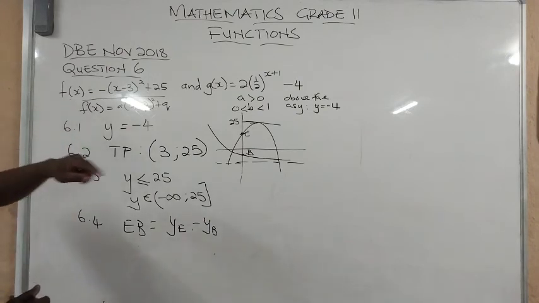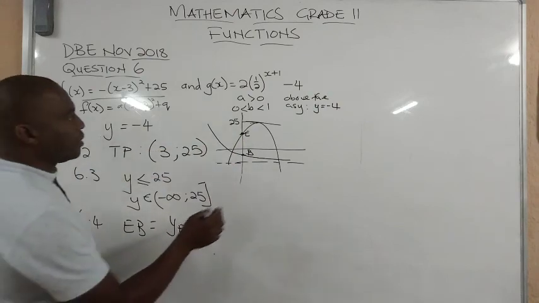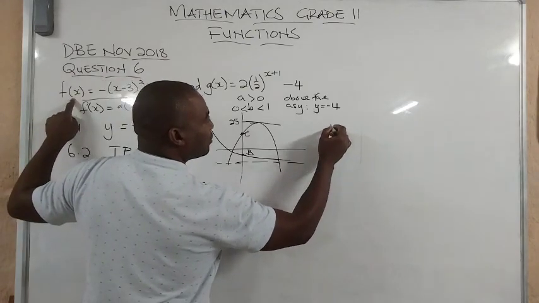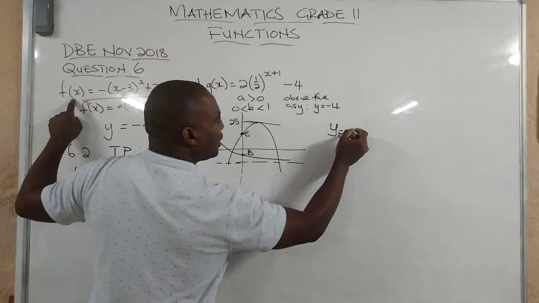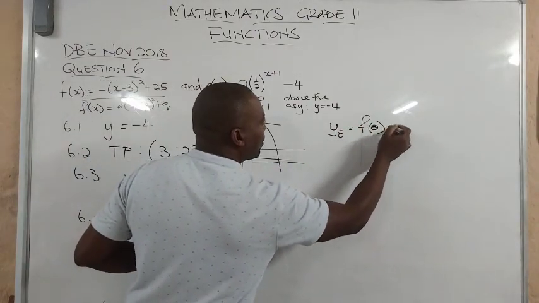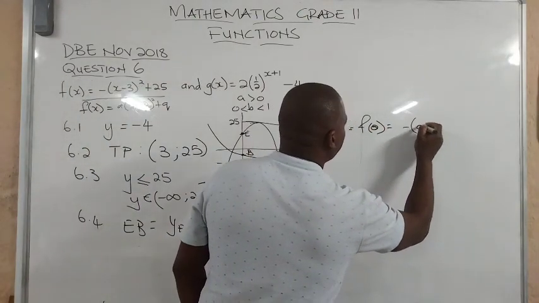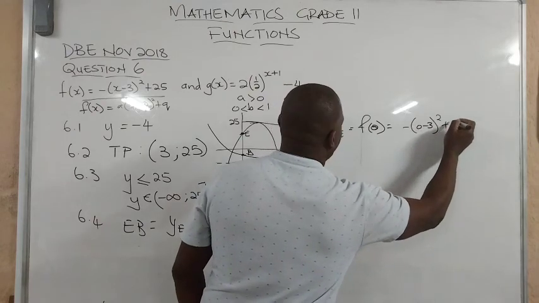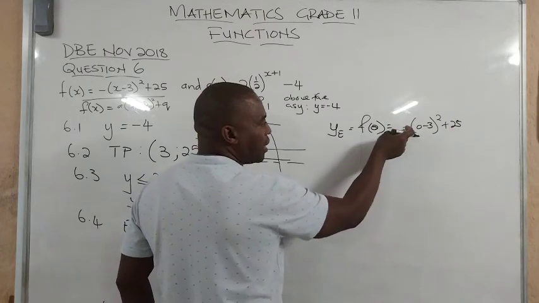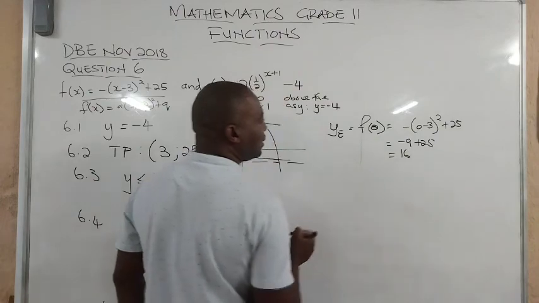So let's find y at E. Y at E, we'll get it when x is 0. So just say substitution, negative into 0 minus 3 squared plus 25. That will be minus 3 squared is 9, 9 by negative is negative 9 plus 25, that will be 16.